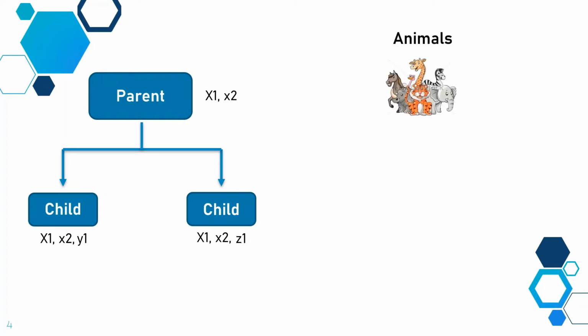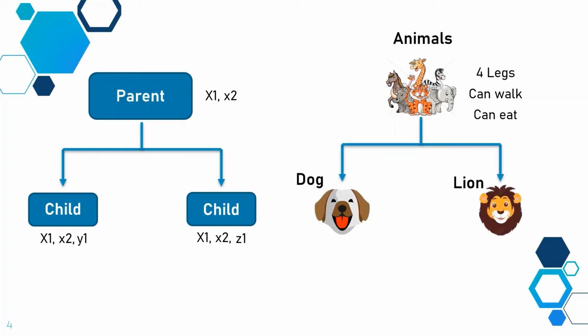So, for example, if I have a parent class called animals and this class has three properties, that is, they have four legs, they can walk, and they can eat. For this class animals, I can have two child classes, namely dog and lion, and these two child classes will also possess all of the properties of the animal class, that is, they both can also walk, can eat, and have four legs. Now, apart from having these three properties, they can also have their own characteristic properties that are unique to them. So let's say, for example, a dog barks and a lion roars.